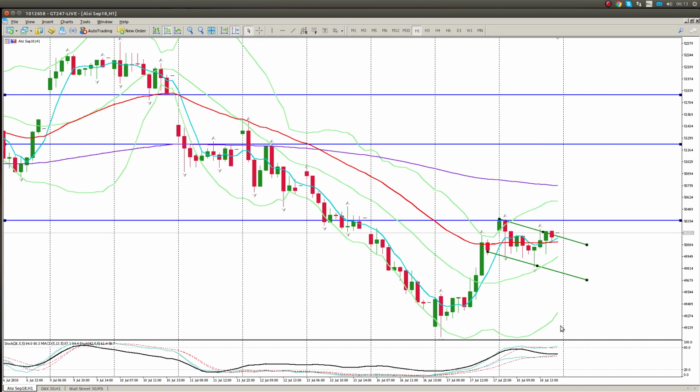And ideally we'd need to see this fractional level here break. So we need to see this high break and ultimately this high break. So if this high breaks here, we've got potential for this to be hit, and which will break this level as well, which means we've got good potential for that to hit. So two fairly good upside targets.